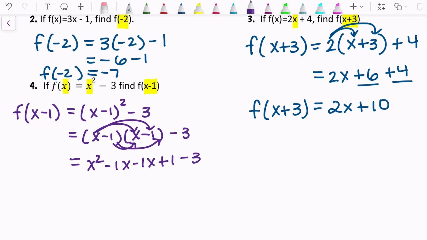And then I'm going to combine my like terms. -1x and -1x make -2x. 1 take away 3 gives me -2. And I'm going to include my function notation in my answer.